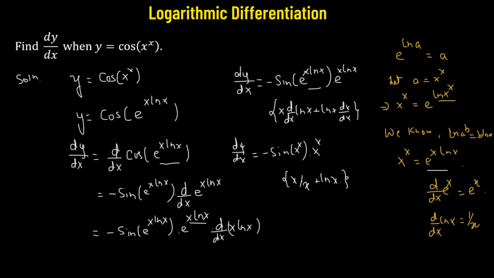Fine. So this now finally gives us the value of the derivative dy over dx. So the derivative of y with respect to x will be equal to negative x raised to the power of x times sine of x raised to the power of x, whole thing multiplied by, so x and x cancel out, this leaves us with 1 plus log of x.